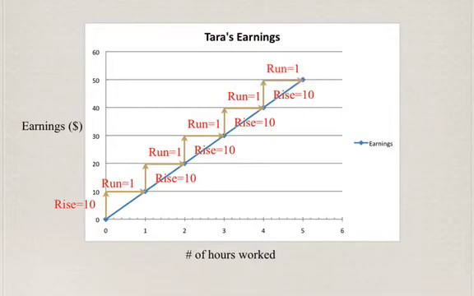And so here it's easy to see that the first difference is 10 because every time the independent variable increases by 1, the dependent variable increases by 10. So the rate here, the rate of change is 10.